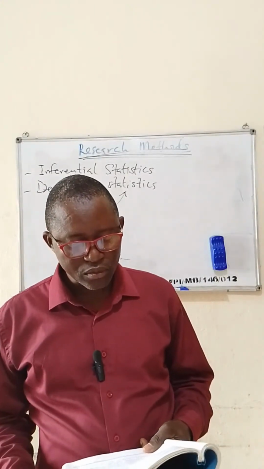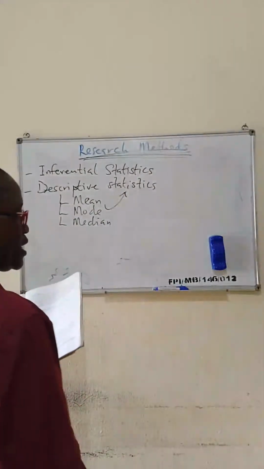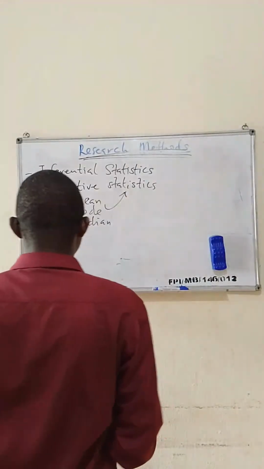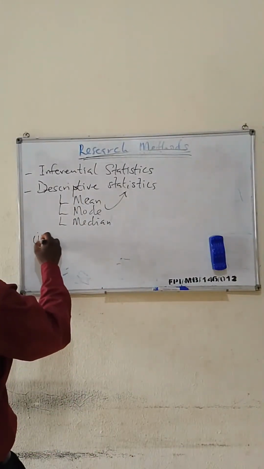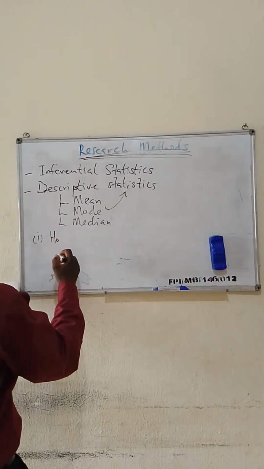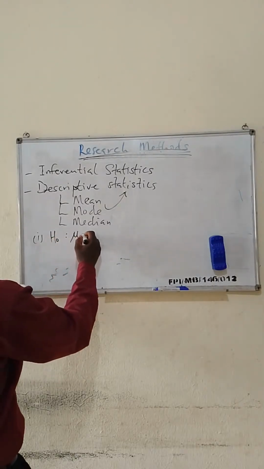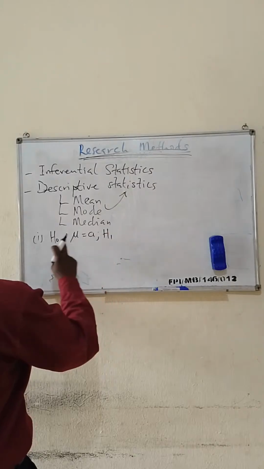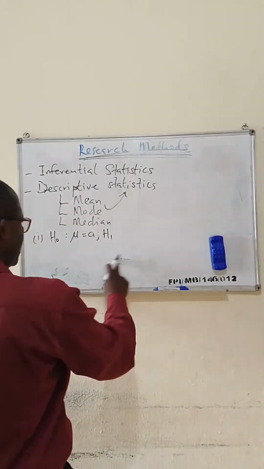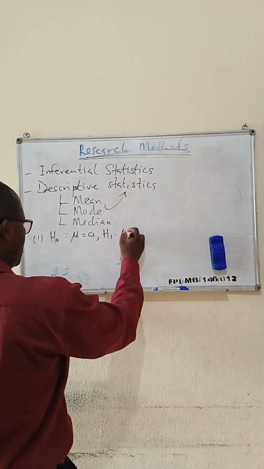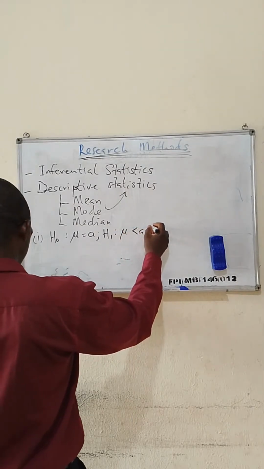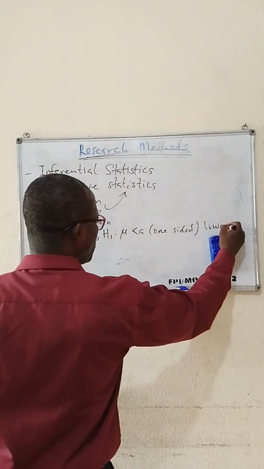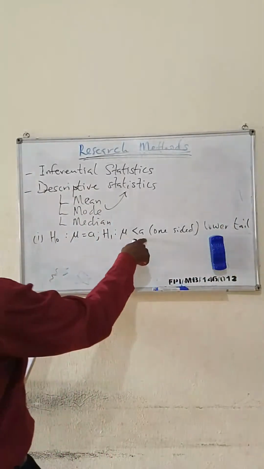All right. Now, when we choose a method of test, we also have what we call the tail of a test. So, for instance, if you formulate a hypothesis in this way, H0: mu equals A, then H1, the alternative hypothesis, mu less than A, then we say this is a one-sided test, lower tail, because this is less than A.